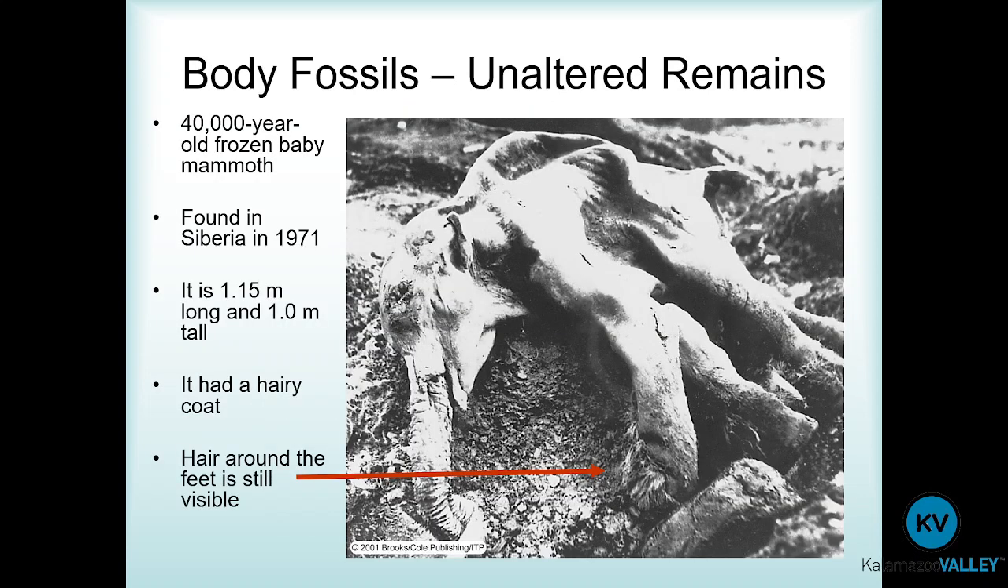As far as body fossils go, as a product of freezing, most of the samples that we have of this are from around the last ice age. So take, for instance, this baby mammoth. It's about 40,000 years old. It was found in 1971 in Siberia. And this freezing process, while we only have so many samples and it's from mainly the last ice age, preserves fairly well, as you can see exemplified by the hair still present on this mammoth 40,000 years later.